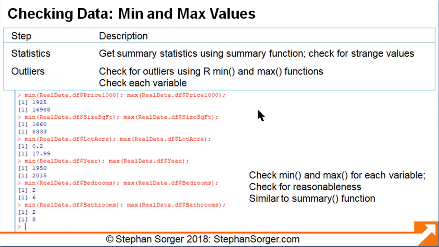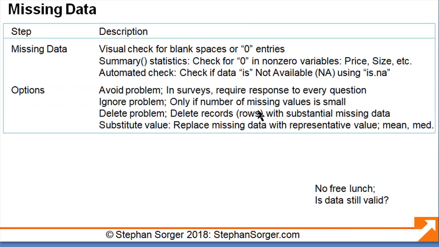It can be useful to also check the minimums and maximums for each variable and check the reasonableness of each. For example, a min and max of 2 and 6, respectively, for bedrooms seems reasonable. Had we seen a max value of 42 for bedrooms, we would have been suspicious.